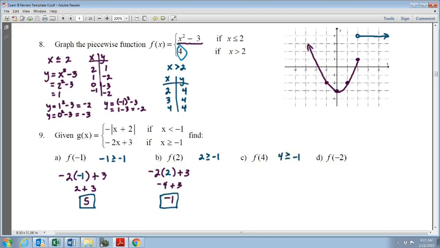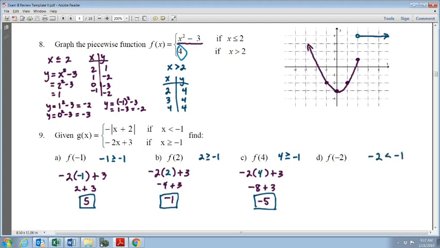And then letter C is the same exact situation. 4 is greater than or equal to -1. So we'll plug in 4 into the bottom piece. And that's -8 plus 3, which is -5. So it looks like this is the only one that uses the other piece.